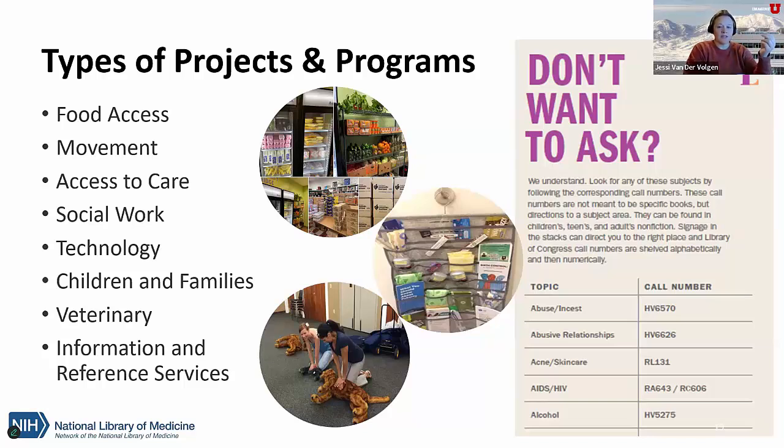Social work. Some libraries have had the chance to work with social workers to have them have hours in the library. Technology programming might be telehealth services or digital literacy projects. For children and families, we might look at sensory story time, music, movement, veterinary vaccination clinics, but also pet first aid or pet loss and grief sessions. And then promoting information and reference services and collections, possibly curating a list of key or sensitive topics.